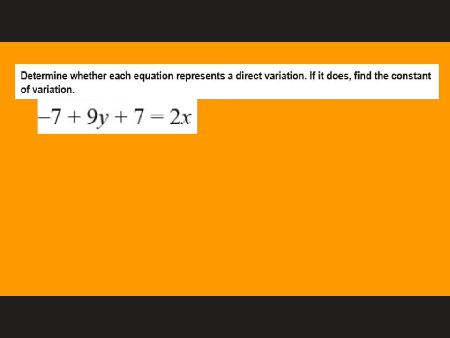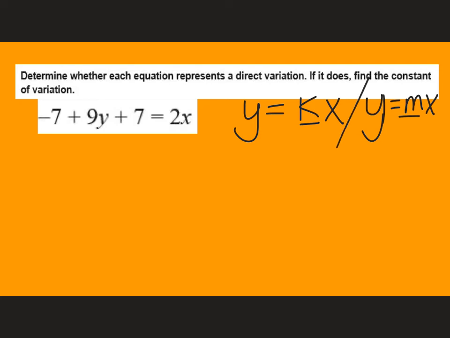In this case, we are going to determine whether each equation represents a direct variation. Remember, direct variation looks like this. Very simple equation, y equals kx, or sometimes we may even see it like this, y equals mx. We've been talking about slope. Remember, k and m are the same thing, essentially.